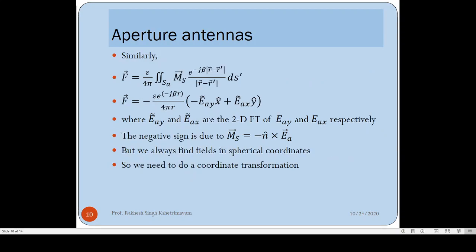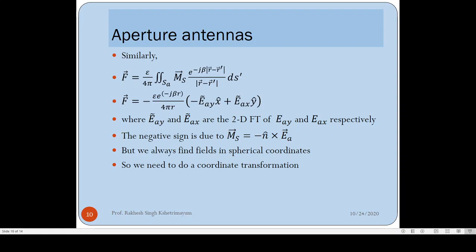Similarly, you can also do it for the electric vector potential. The electric vector potential expression is this: epsilon by 4 pi, integration over the aperture of the magnetic current density, exponential minus j beta |r minus r'| ds', divided by |r minus r'|. We already know what the expression for this is in the far field, and following the same technique we mentioned in the previous slide, we can also find the electric vector potential by taking the 2D Fourier transform of the aperture electric field. So this is the expression for the electric vector potential in the far field of the antenna, and it is directly dependent on the 2D Fourier transform of the aperture electric field.